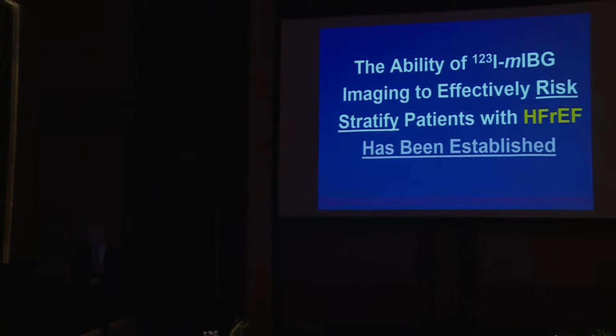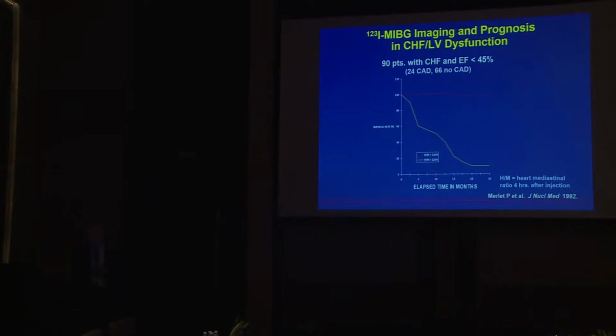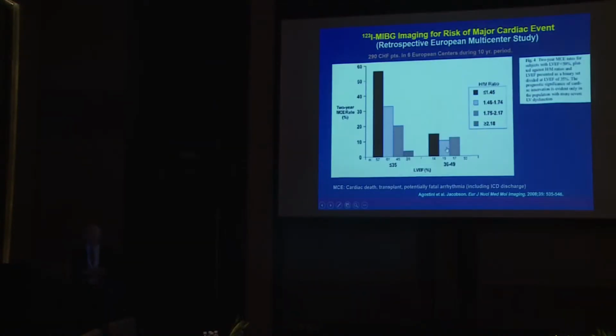Well, we know the ability of MIBG imaging to effectively risk stratify patients with heart failure with reduced ejection fraction has been established. There's no doubt about that, and there are numerous studies that show it. An initial key study was from France showing heart failure patients with low EF. If the heart uptake is low, they're at more risk of death. Small studies were done after that. One of the larger ones was from the Netherlands, Jeroen Bax and colleagues. In patients with EF less than 35%, low cardiac uptake was associated with a higher 2-year event rate.